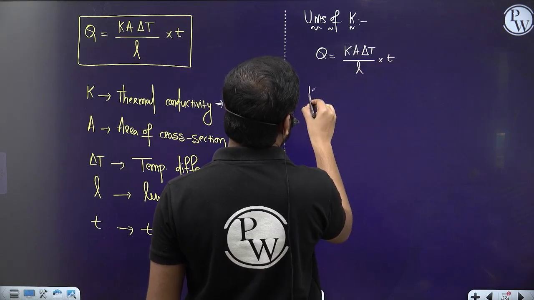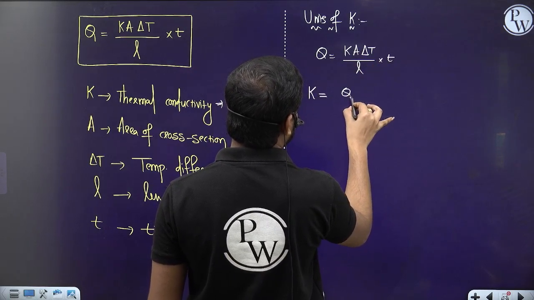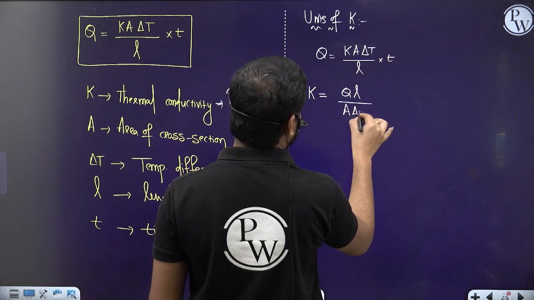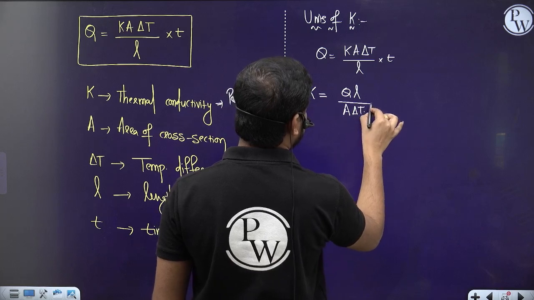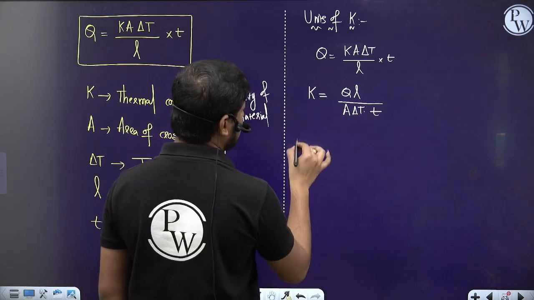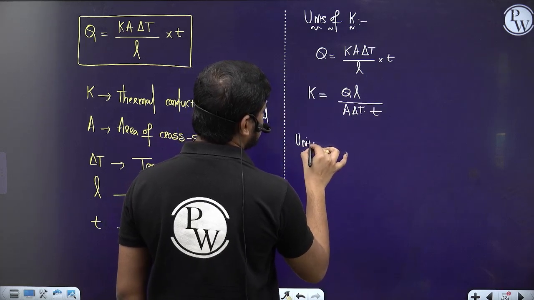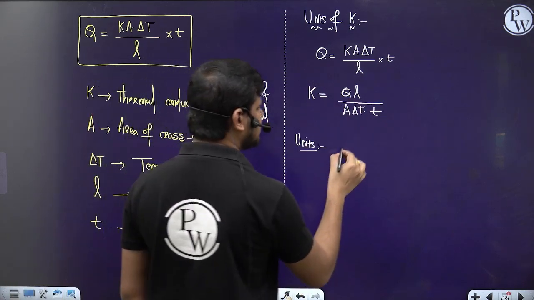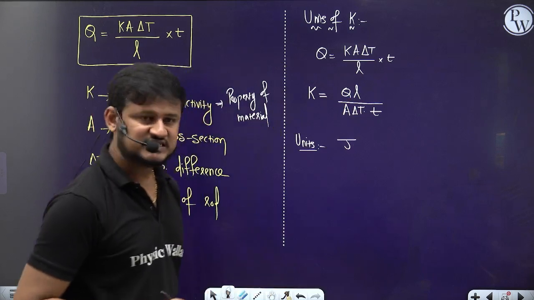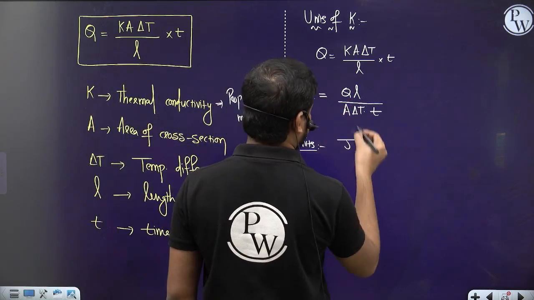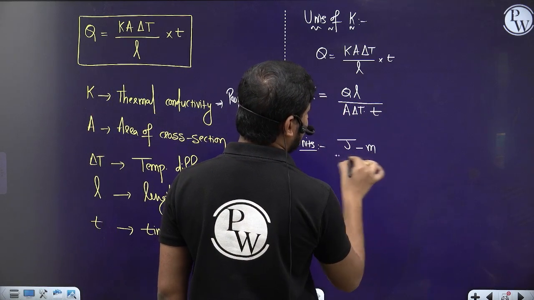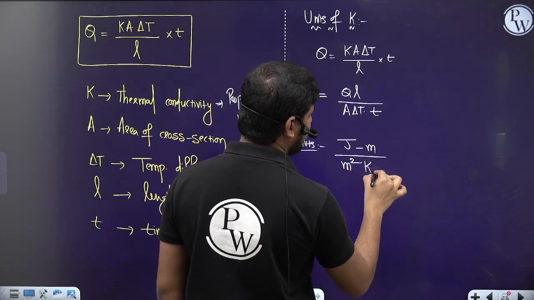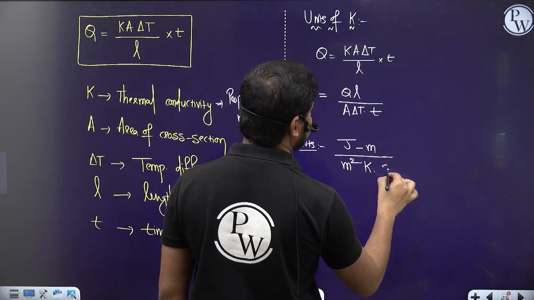So let me write the K formula. K is equal to QL by A into delta T into T. Now let's write the units. Q is nothing but heat transfer, so for heat the unit is joule. For length, meter. For area, meter square. For temperature change, Kelvin. And for time, let's say seconds.